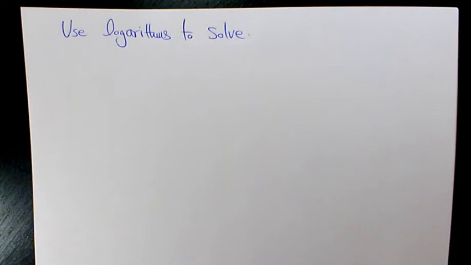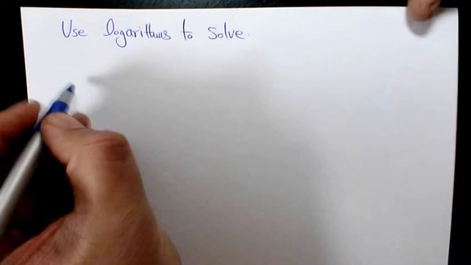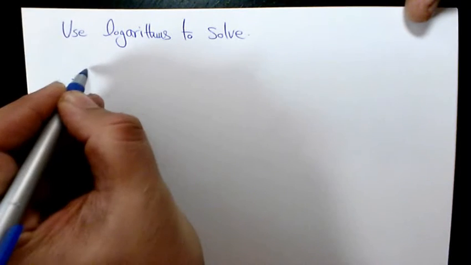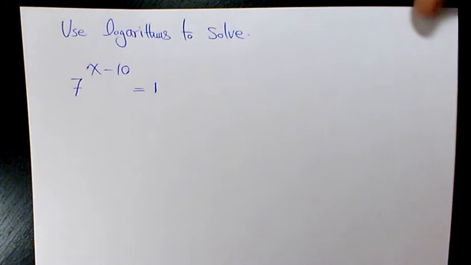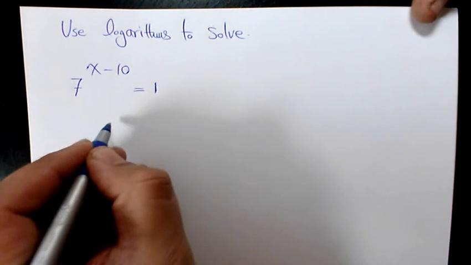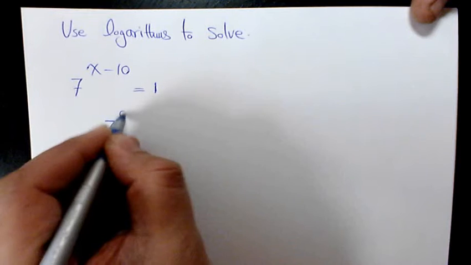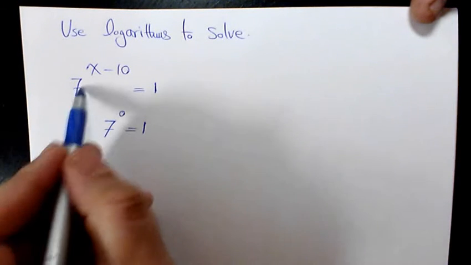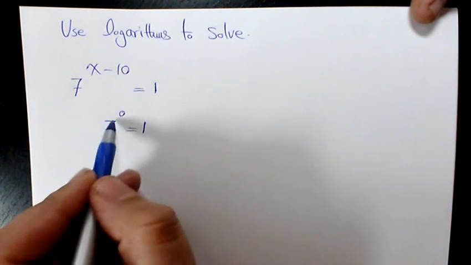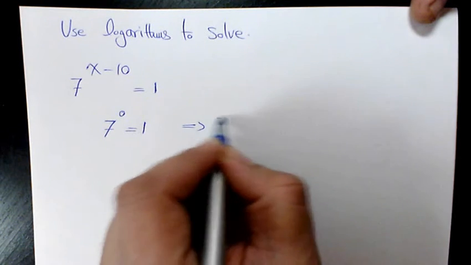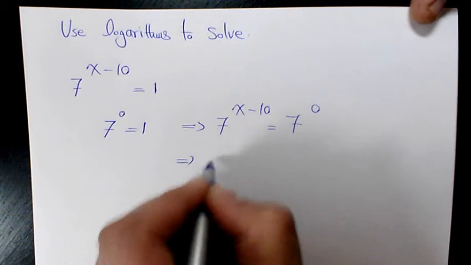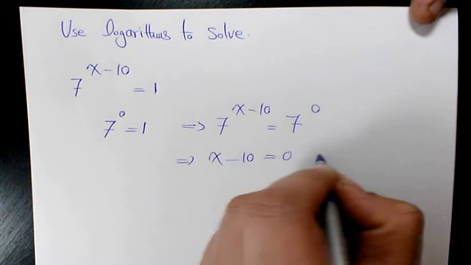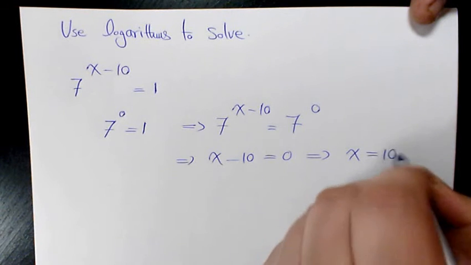Welcome to another video. In this video I want to show you how to solve logarithmic equations. First example I have is 7 to the power of x minus 10 equals 1, and we need to solve it for x. We know any number to the power of 0 is going to be 1. In this case, since the base here is 7, I'm going to use 7 to the power of 0 is 1. So I'm going to say 7 to the power of x minus 10 equals 7 to the power of 0, which means that x minus 10 equals 0, so x is going to be equal to 10.